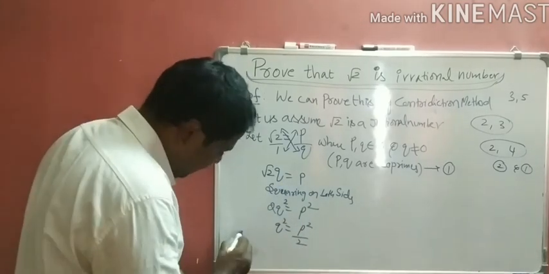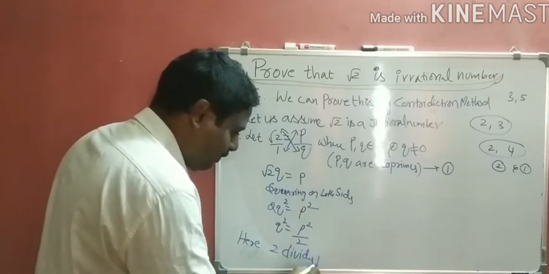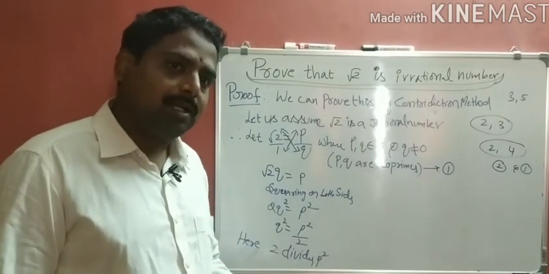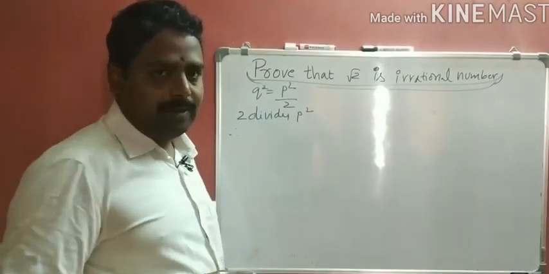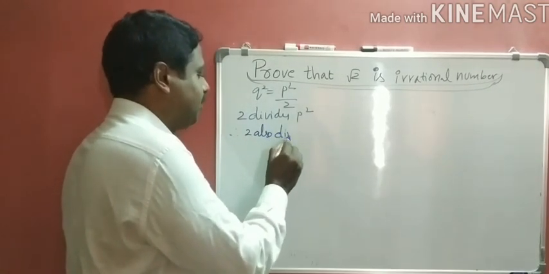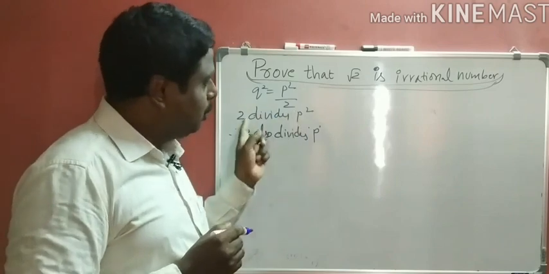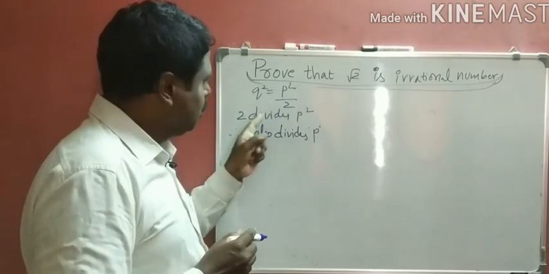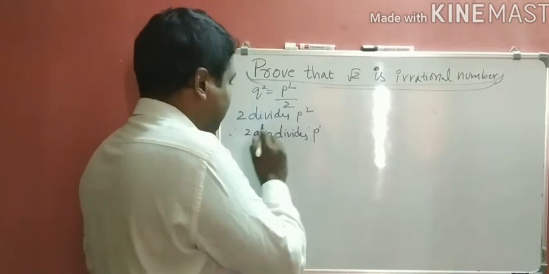What is its meaning? Here 2 divides p squared. Understand? 2 divides p squared means 2 also divides p. Okay. So 2 divides p squared, therefore 2 also divides p. Understand? Why? Because 2 divides 4, 2 divides 2 squared. For example, to understand, let us take p as 2. 2 divides 2 squared means 2 also divides 2. So 2 divides p squared means 2 also divides p.